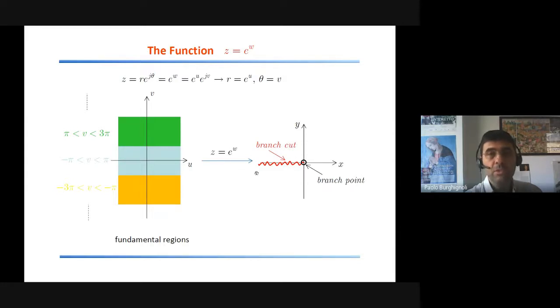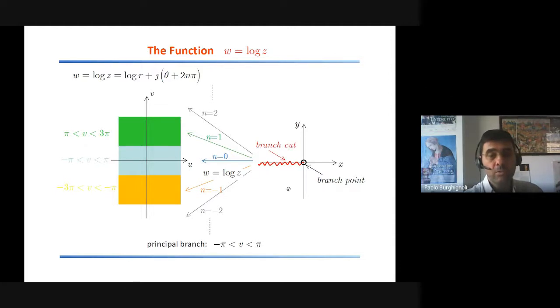This means that if you consider now the inverse function, which is the logarithm, you have the possibility of going back from the z-plane to the w-plane in infinitely many ways. Each way corresponds to the choice of a different fundamental region. And this is made explicit in the expression of the logarithm, in which you see the real part of the logarithm is fixed, and it's given by the logarithm of the absolute value of the argument of the logarithm, in this case r, whereas the imaginary part is not uniquely defined because it's given up to multiples of 2 pi.